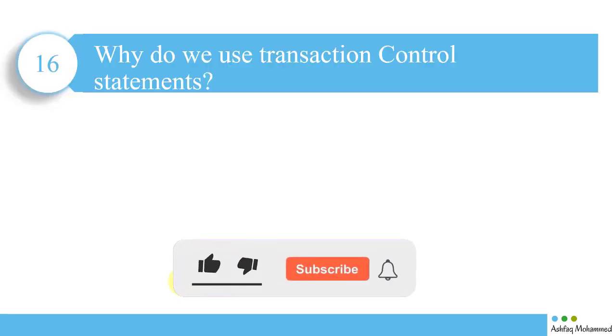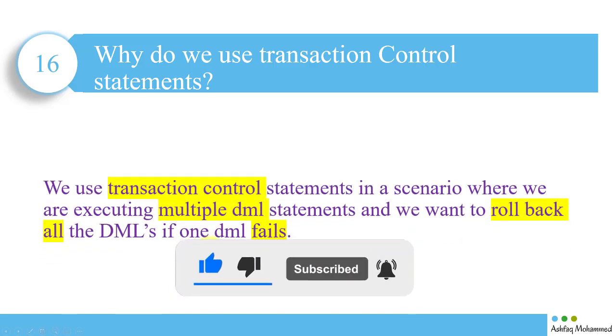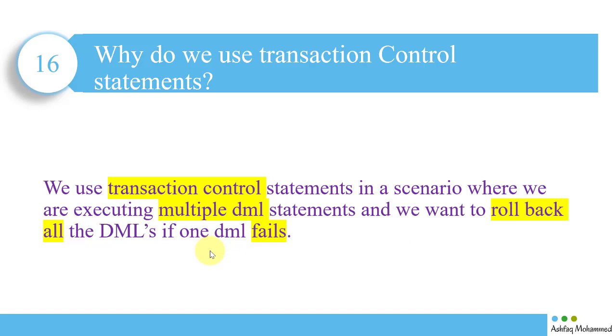Question number 16. So why do we use transactional control statements? We use transaction control statements in a scenario where we are executing multiple DML statements. And we want to roll back all the DMLs if one DML fails. So what happens sometimes, let's say I want to insert accounts in the account object, and then I want to insert a few records in the contact object, right? So basically in this transaction, I'm trying to insert an account and its contacts.